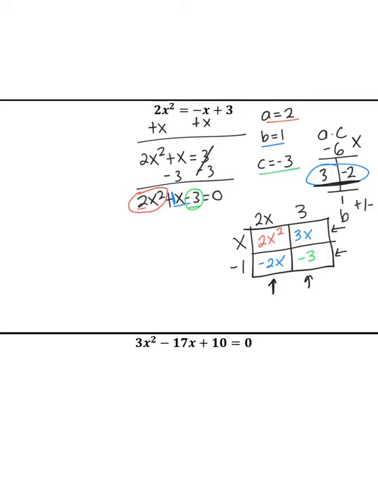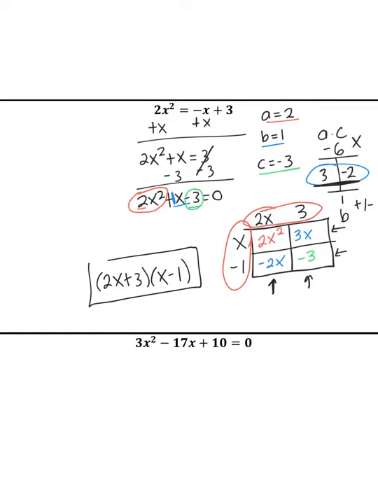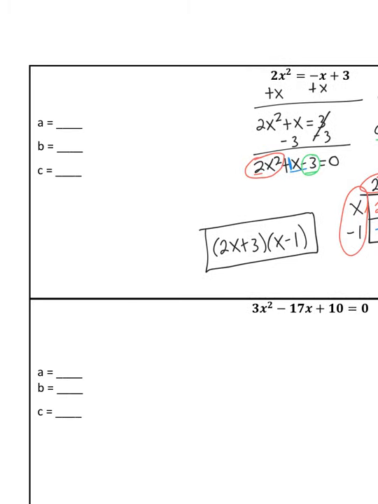So using box method, your factored form is going to come from the top of the box and the side of the box. So we're going to have 2x plus 3 times x minus 1, and that's my factored form using box method. Now when you're solving this, remember that this whole thing is equal to 0. So you've got 2x plus 3 and x minus 1 is all equal to 0.